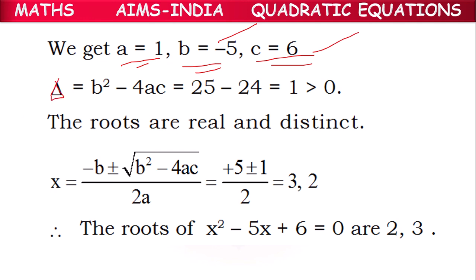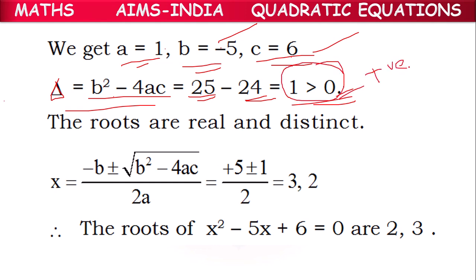Delta value, discriminant value, b square minus 4ac, where b is minus 5 whole square, 25, minus 4ac, 4 into 1 into 6, 24, which is 1, which is greater than 0. So the discriminant value is greater than 0, means positive. So roots are real and distinct. What are the roots?